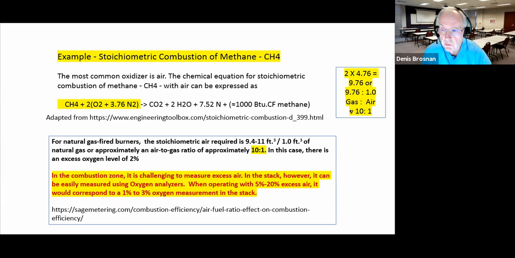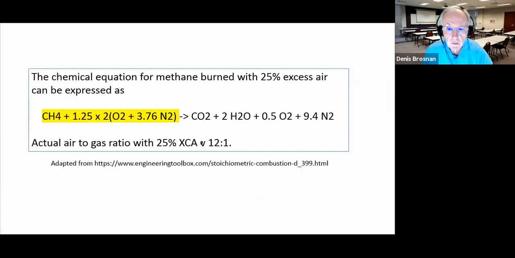Well, that's pretty simple. Okay, 2 times 4.76 is not exactly 9.76. I apologize for the arithmetic error, but nevertheless, that's the deal. Okay.